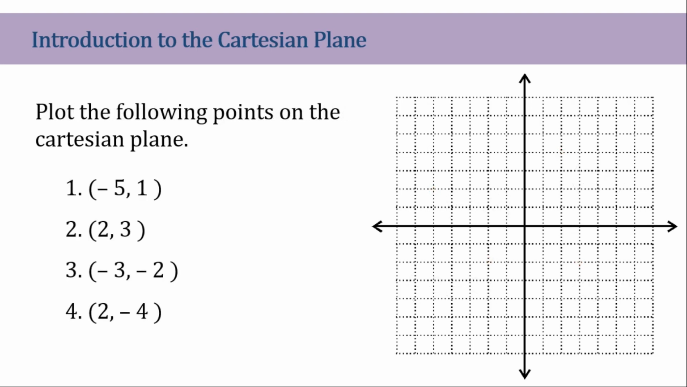Now let's plot the points on the Cartesian plane. (-5, 1) is located here because if we count from x, 1, 2, 3, 4, 5, this is negative 5 because it is on the left of the origin, and count 1 to get the location of the point. (2, 3) is located here. (-3, -2) is located in the third quadrant. And (2, -4) is located in the fourth quadrant.